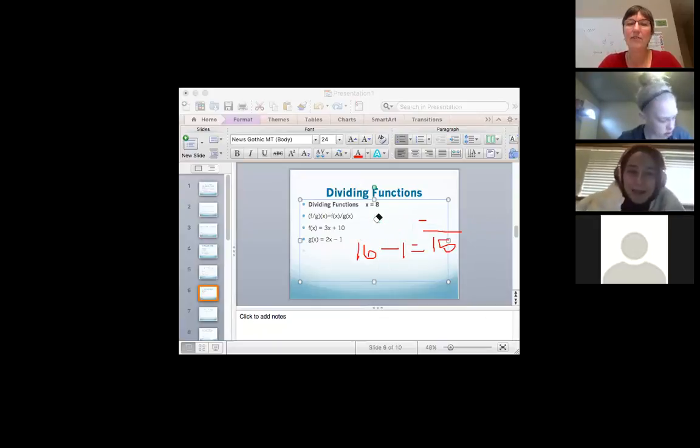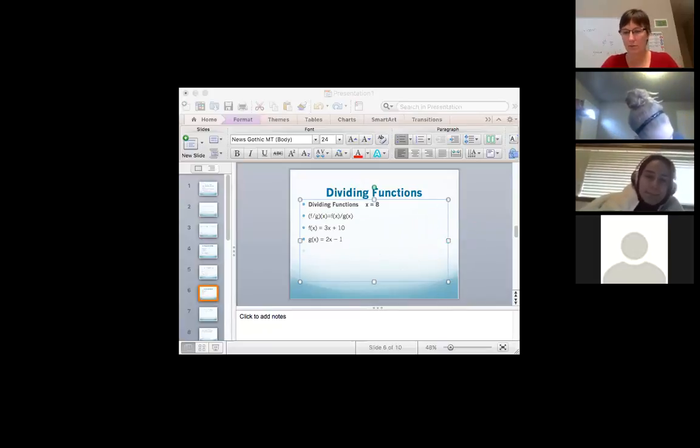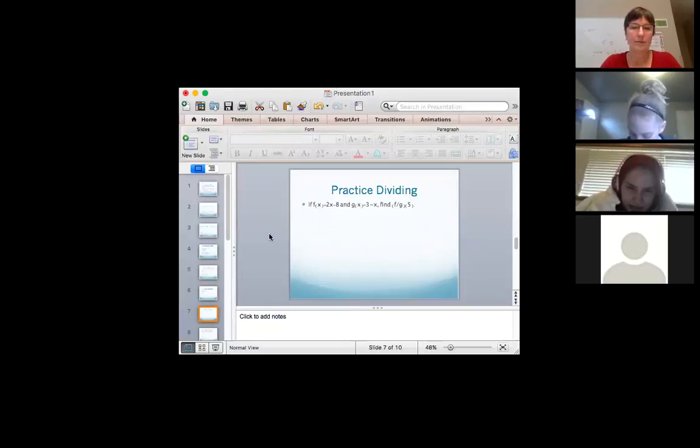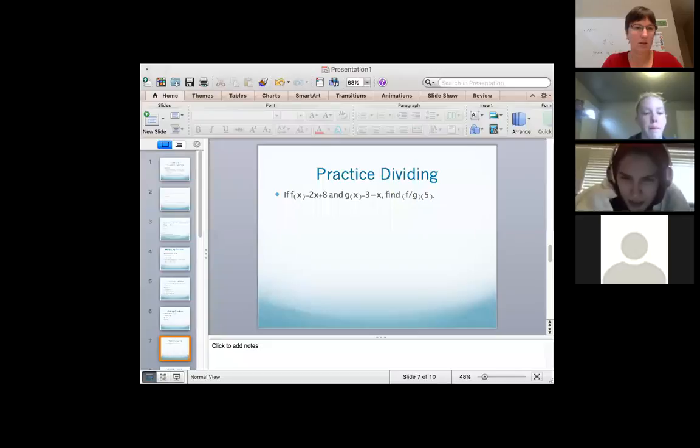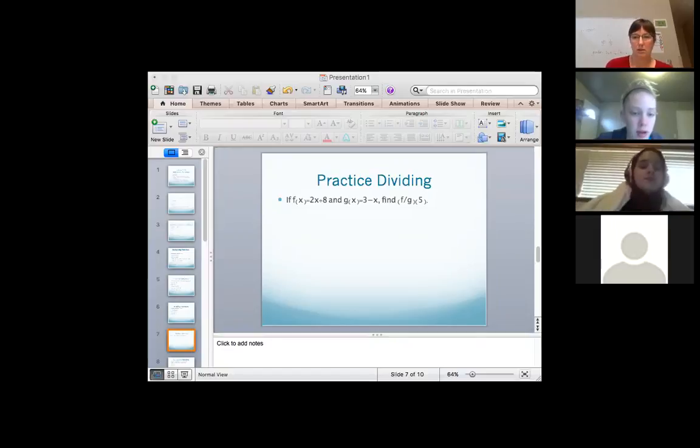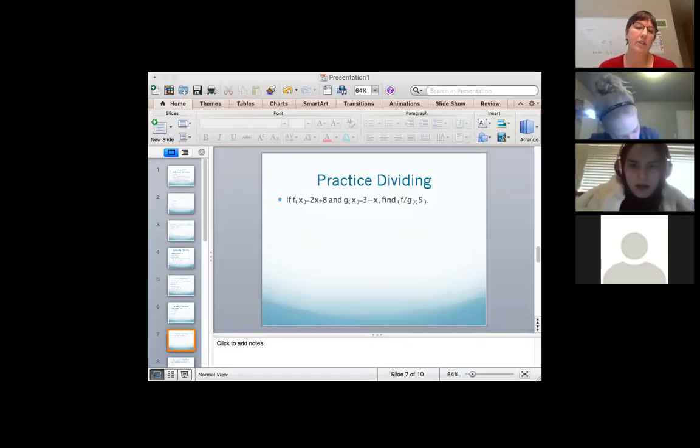Okay? So dividing functions is very similar to what we've been going over. All right, so here's a practice as soon as I get my mouse back. So practice dividing. Can you guys see that enough? Is that better? Okay. All right, so if f of x is equal to 2x plus 8 and g of x is equal to 3 minus x, find f divided by g when x is 5.